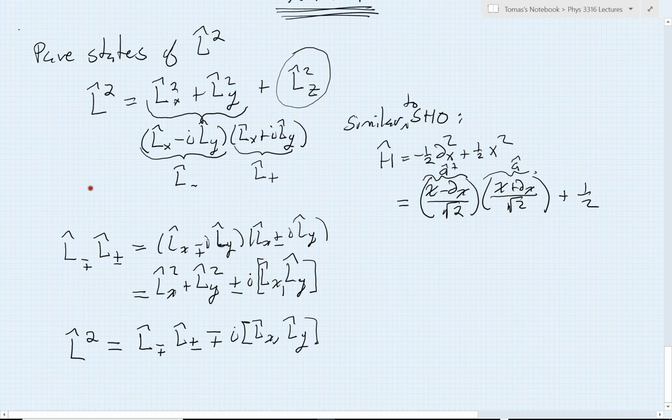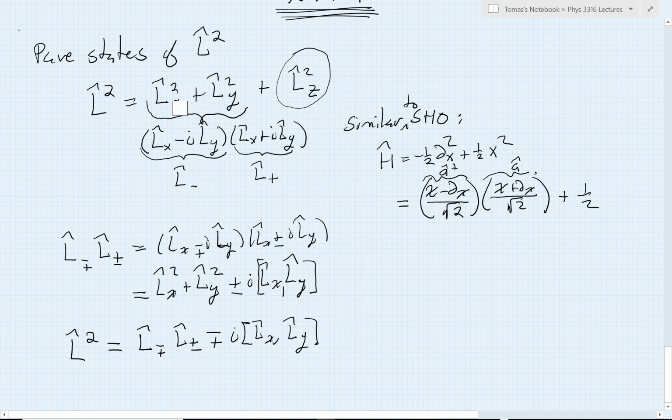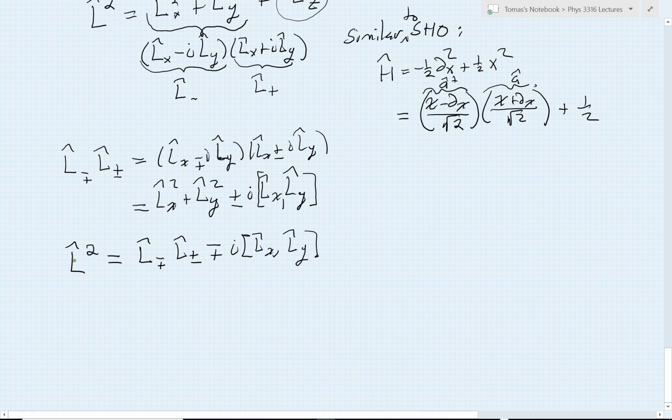And then finally, that just gave me Lx squared plus Ly squared, that I was solving for this part. But I still also, of course, have to include the Lz squared to get the final total L squared. So that is going to be plus Lz squared. And I can put a nice box around this one here as well.